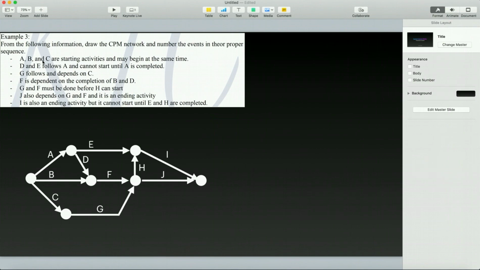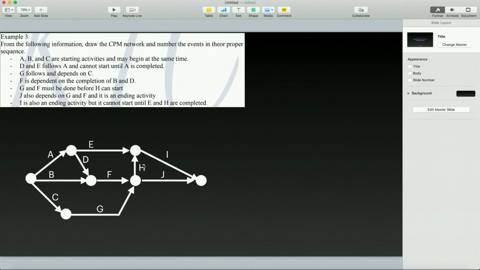Let's check. A and B are starting activities, ABC starting activities and may begin at the same time. So ABC, correct. Then we have D and E follows A and cannot start until A is completed. So we have here D and E. Next, F is dependent on the completion of B and D. So F is dependent upon completion of B and D, correct. Then G and F must be done before H. So we have here G and F must be done before H.